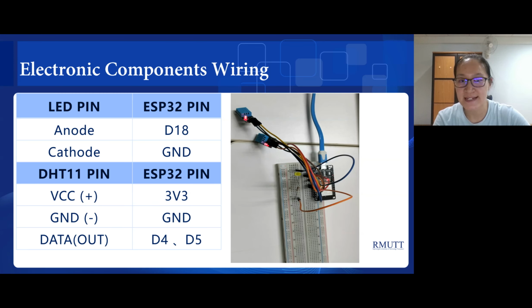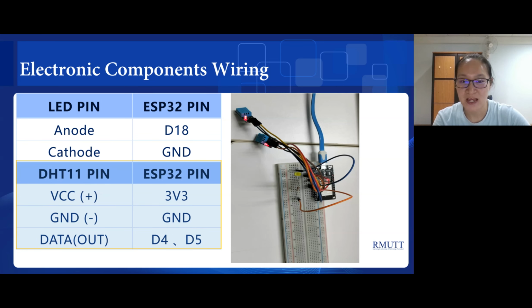Then we can see the connection of the electronic components from this picture. For the LED, the anode pin is connected to D18 on the ESP32. This is the positive side of the LED, where current enters. The cathode pin is connected to GND on the ESP32. This is the negative side of the LED.